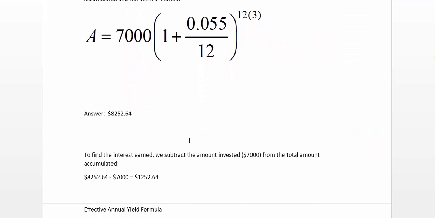And then to find the interest earned, we simply take the amount we invested, $7,000, and subtract it from the accumulated amount, and we get an interest earned of $1,252.64.